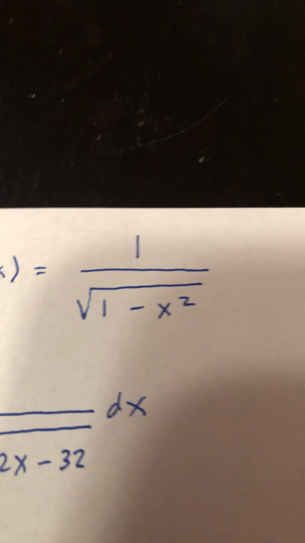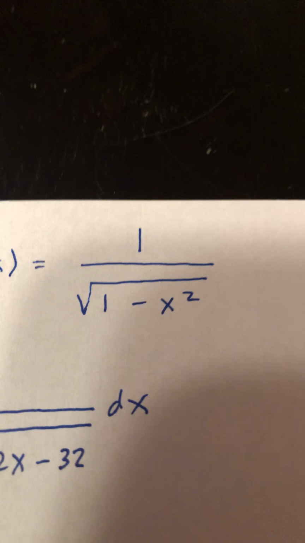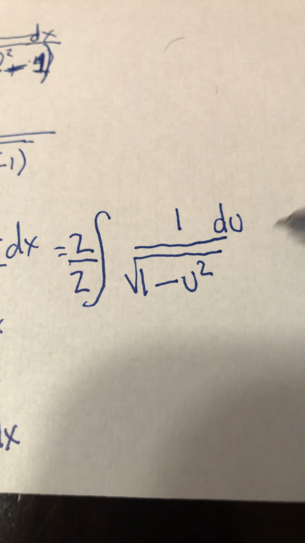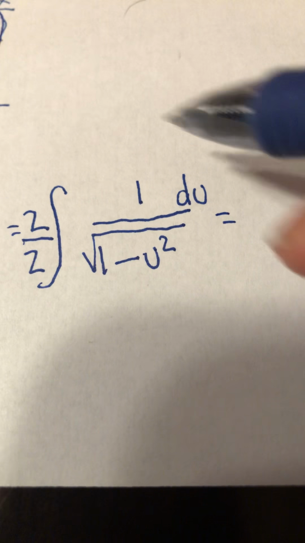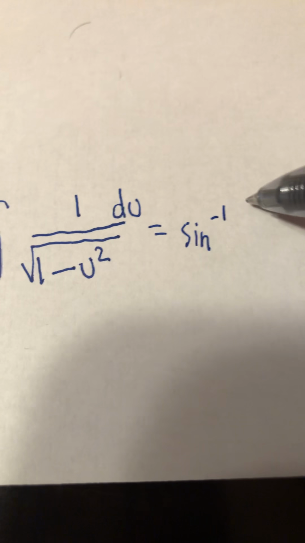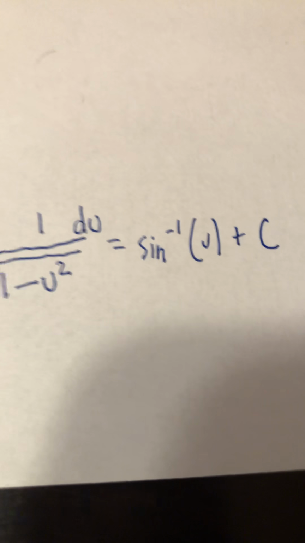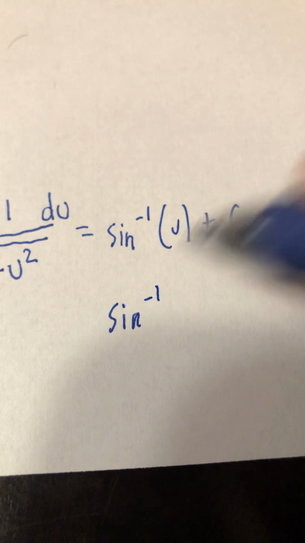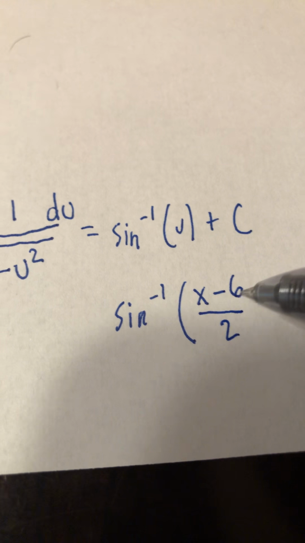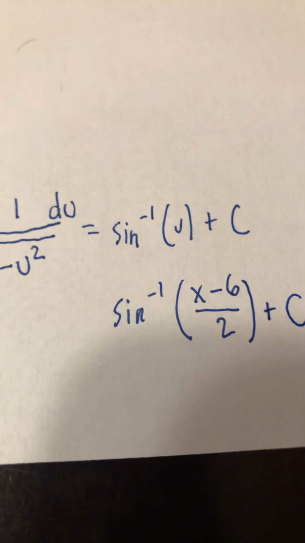What does that say over there? 1 over the square root of 1 minus x squared. So the antiderivative of this is going to be inverse sine. So let's do that, and putting this over here. Whoops, I'm focused on the wrong thing here. Let's scroll down. Sorry about these amazing production values. So the 2 over 2 is just 1. And then we have inverse sine of u plus c, and to finish this puppy out, inverse sine of what u was, which was x minus 6 over 2, plus c. Excellent.